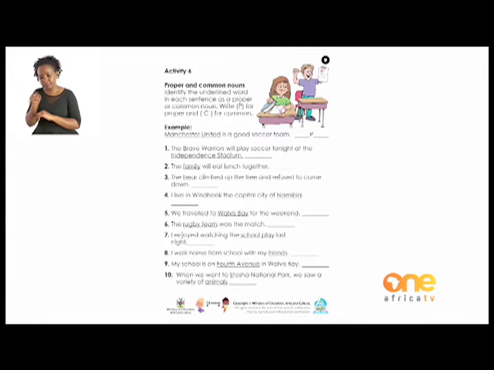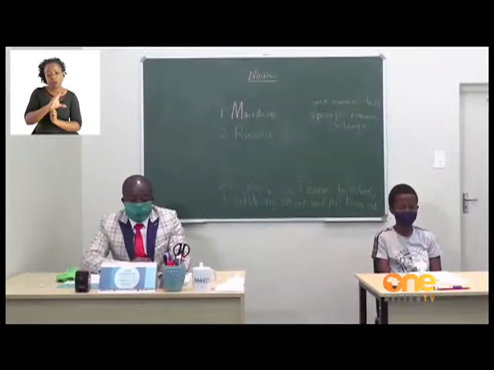So you can do the rest from number 3 up to number 10, showing us whether it's a common or a proper noun. Make sure you ask if you do not understand. Right.